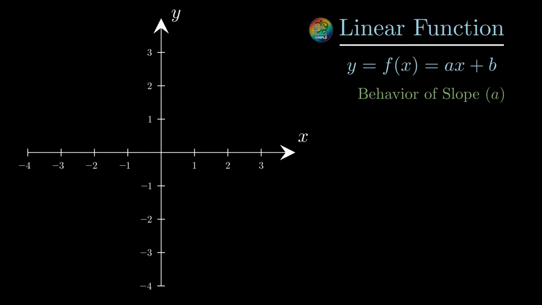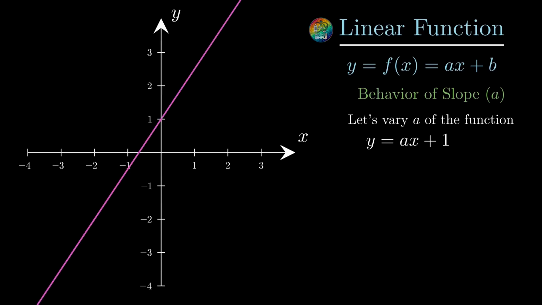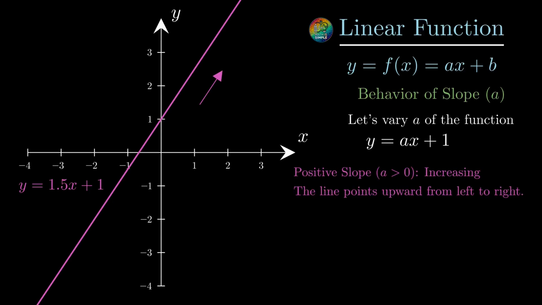Now, let's see what happens when we experiment with the slope. We'll lock our y-intercept at 1 and vary the value of a using the function y equals a times x plus 1. First, let's look at the purple line, where y equals 1.5x plus 1. When the slope a is positive, meaning greater than 0, the function is increasing. As you read the graph from left to right, the line points upward.